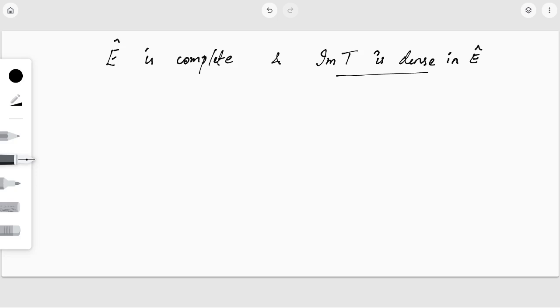Okay, for that let x cap equal to xn be an element of script E. Now since x cap is an element of script E, what can we say? We can say that this sequence is Cauchy, right?